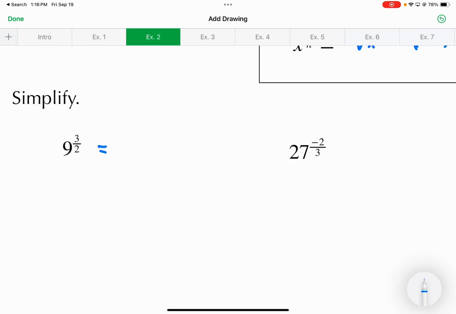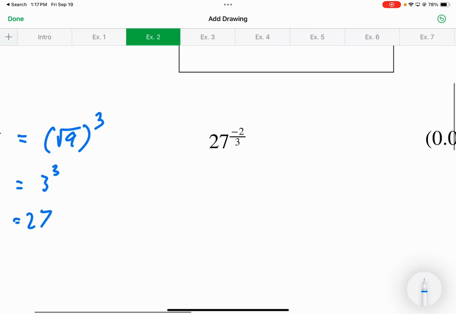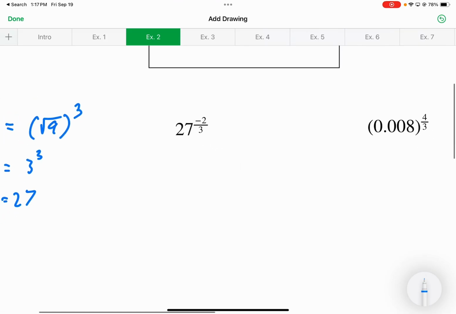Square root. Square root, you think? Because we can take the square root of 9, right? So this is the same thing as the square root of 9 to the 3rd power, but I know what the square root of 9 is, so it benefits me to do that first. Square root of 9 is going to give me 3, and 3 cubed is? 27. Very good, 27.